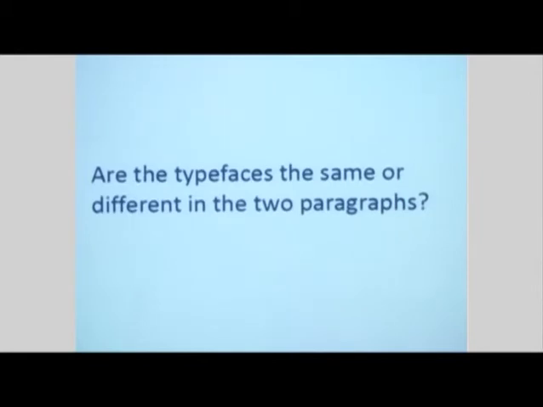So again, I need your help on this. You're going to see two paragraphs of text, one after the other, and you've got to say, are they in the same typeface or are they in a different typeface? I'm afraid there is a correct answer to this. It's just that I can't remember what they are, so I hope you get them right.